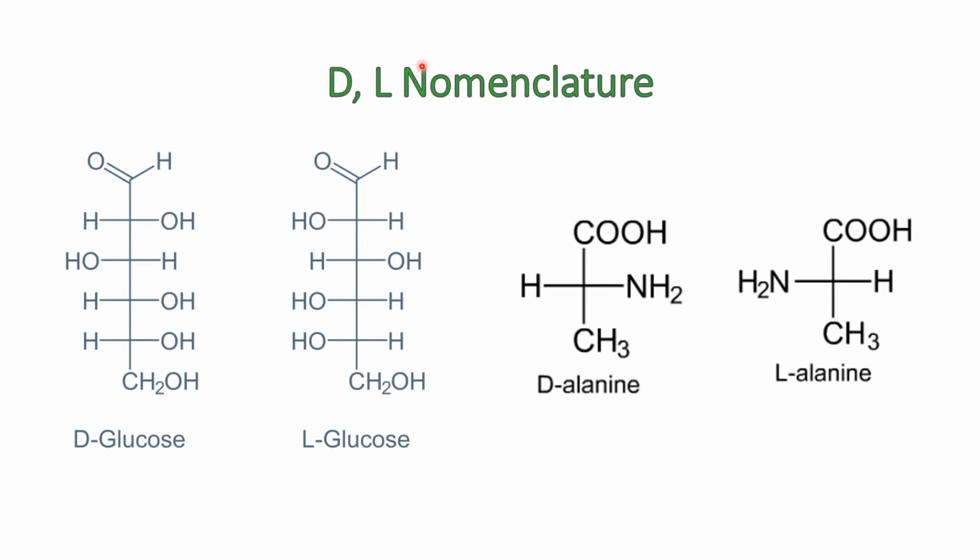But this DL nomenclature has nothing to do with optical activity. If you want to mention this nomenclature, that is D-glucose, if it is the structure, optical activity you can additionally express, say in brackets, plus D-glucose or minus D-glucose. So that is additional. The nomenclature involves either capital D or capital L followed by the common name of that compound.